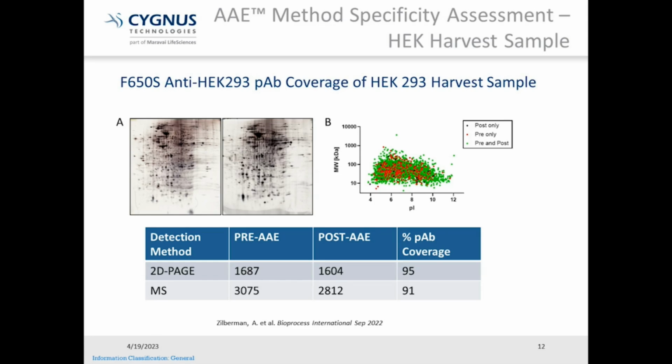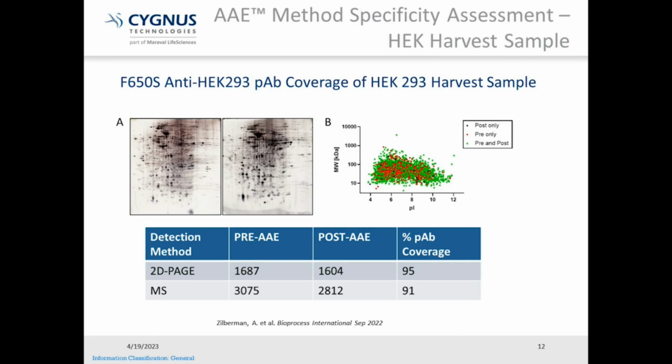As you can see in the table below, the 2D page detected 1,687 spots in the pre-AAE fraction and 1,604 spots in the post-AAE fraction. The antibody coverage by 2D page detection was 97%. With mass spectrometry as a detection method, 3,075 proteins were identified in the pre-AAE fraction, and 2,812 proteins were identified in the post-AAE fraction. The antibody coverage by MS detection was 91%.